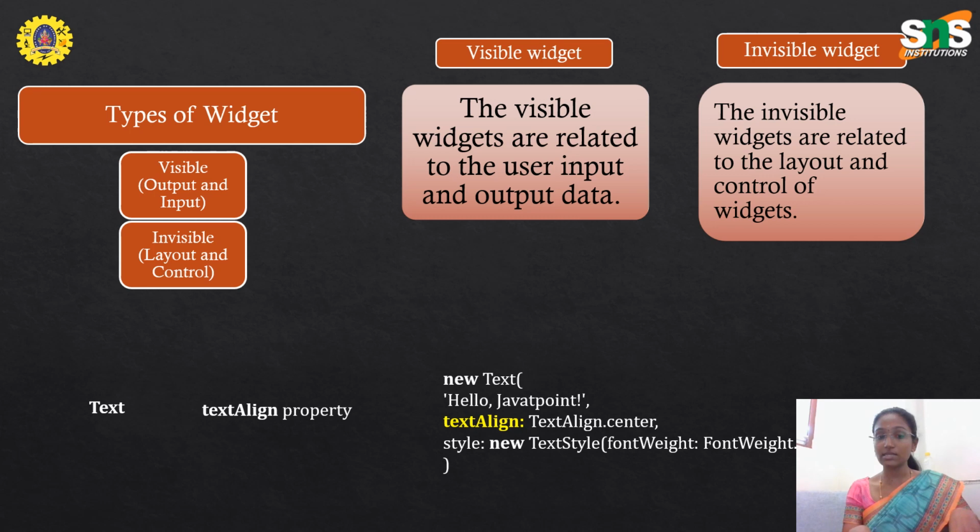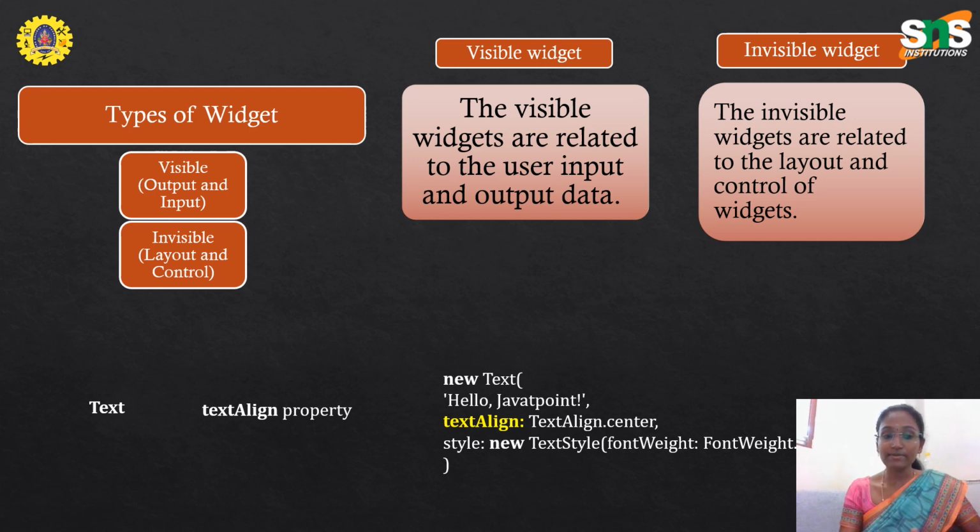Okay, this is the basic widgets. Here stateless and stateful are state management widgets. Okay, whatever we want to implement through our application, that is state management widgets. This is the basic widgets. What are the classifications of widgets? The first one is visible, and the second one is invisible. Okay, if it is visible, it means input and output widgets, and invisible means layout and control widgets, we will work with them over there.